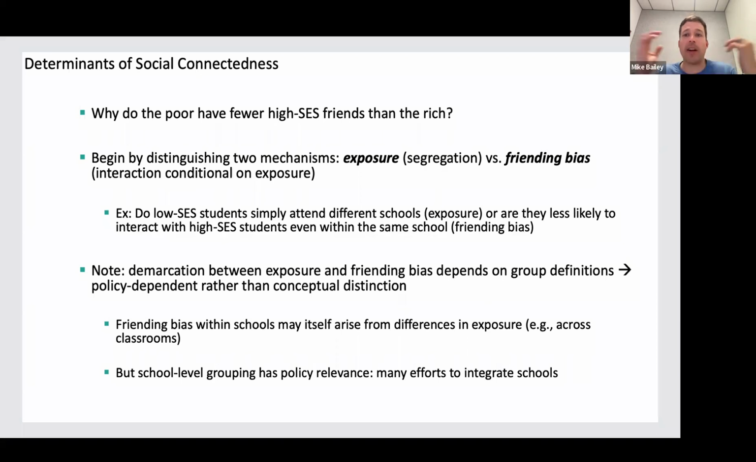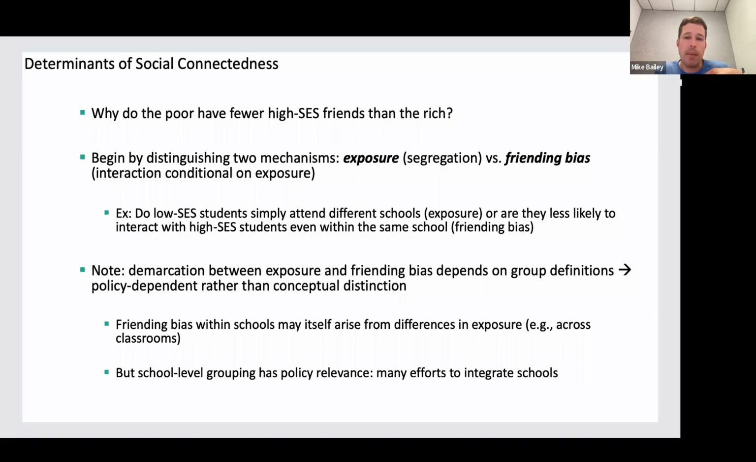And it's just like a segregation problem. If we exposed you to those people, then the networks would equalize. And if it's not either of those two, then the last effect would be friending bias, which is you're in those settings together, you're just not becoming friends.